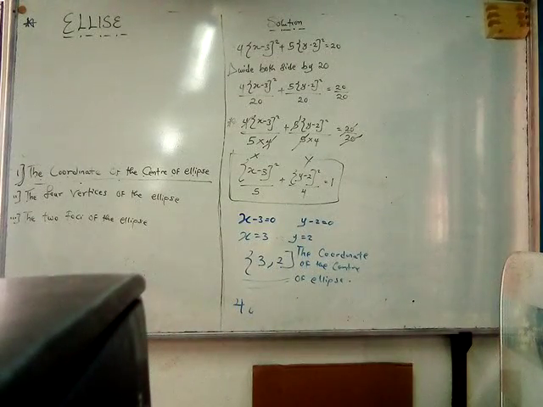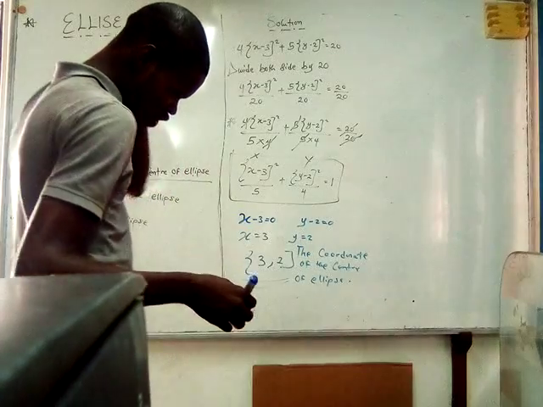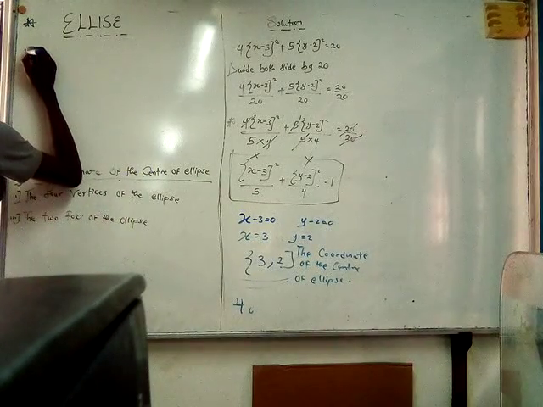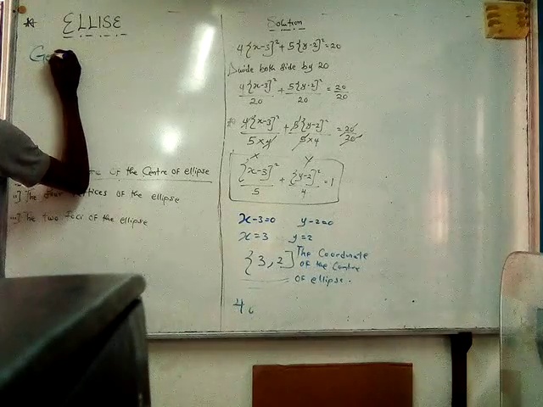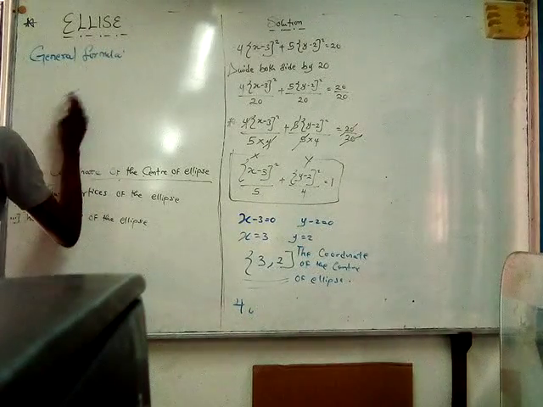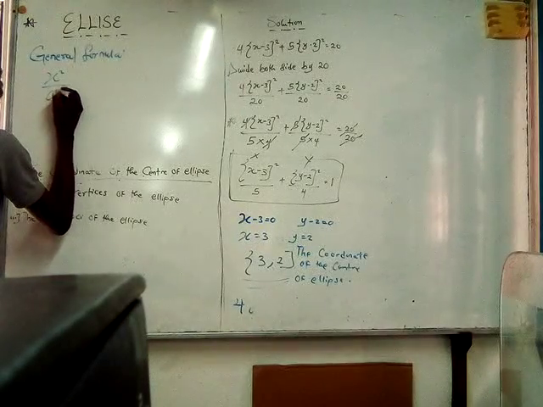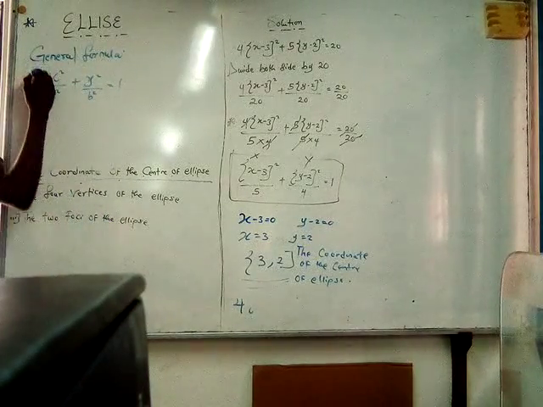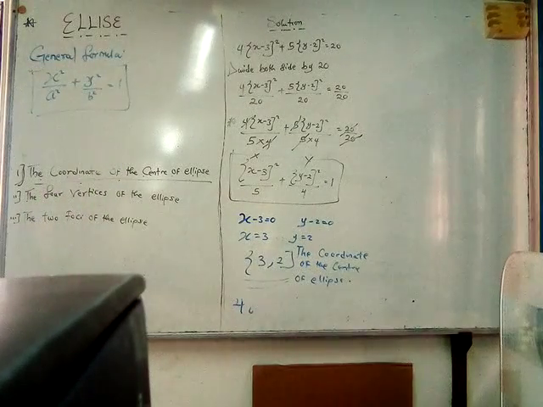The four vertices of the ellipse. So we have a general formula for the ellipse, which is x squared over a squared plus y squared over b squared equals 1. So we are moving forward.